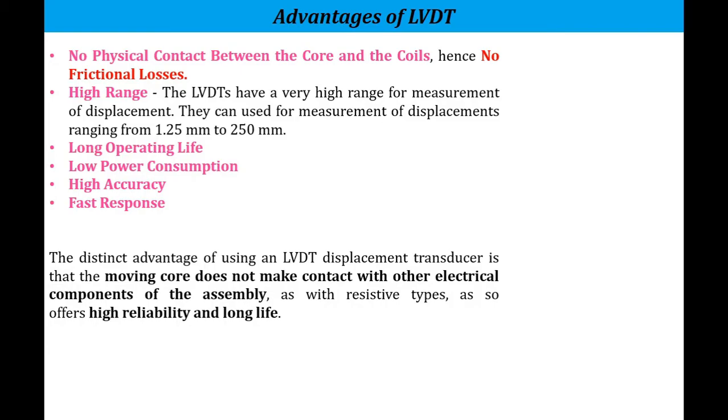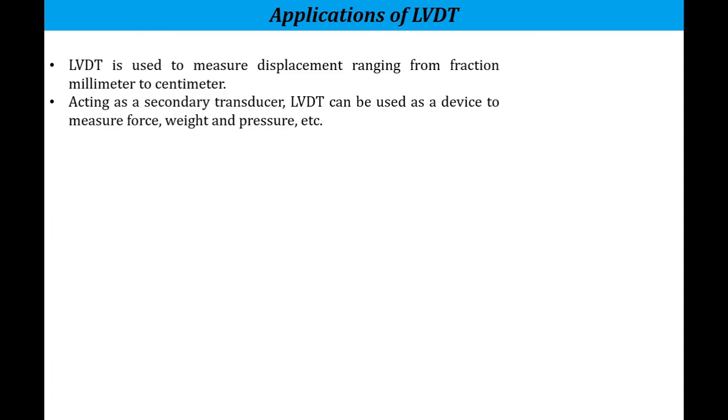This is the prime advantage of an LVDT. What are the applications of an LVDT? It is used to measure displacement ranging from a fraction of a millimeter to centimeters. Acting as a secondary transducer, an LVDT can be used as a device to measure force, weight and pressure.